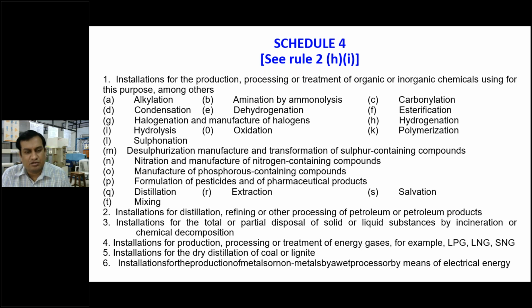So the unit processes may be alkylations, amination by ammonolysis, carbonylation, condensation, dehydrogenation, esterification, halogenation and manufacture of halogens, hydrogenation, hydrolysis, oxidation, polymerization, sulfonation, desulfurization, nitration, then phosphorus containing compounds manufacturing, then pesticides and pharmaceutical products formulation. Then the unit operations are distillation, extraction, solvation, mixing.